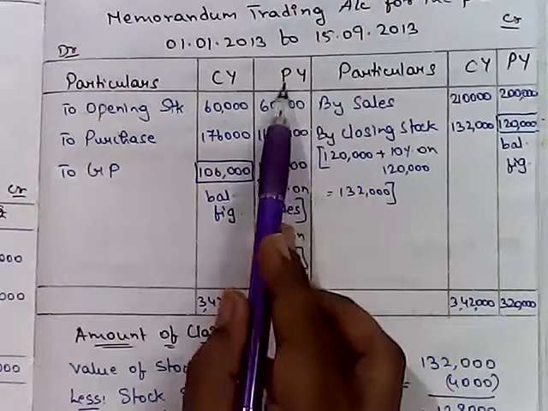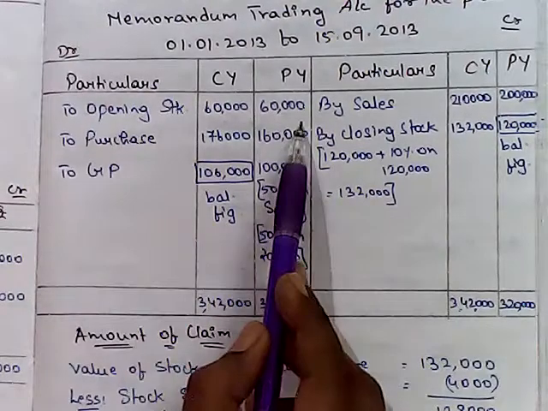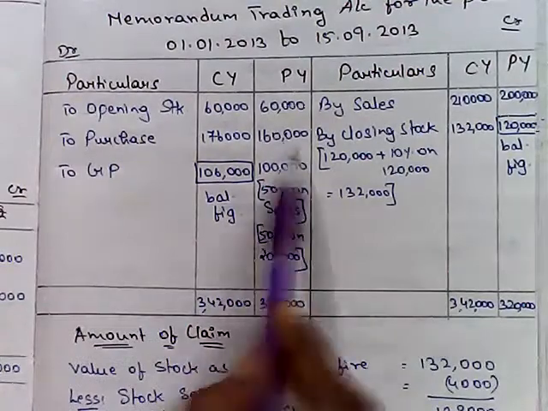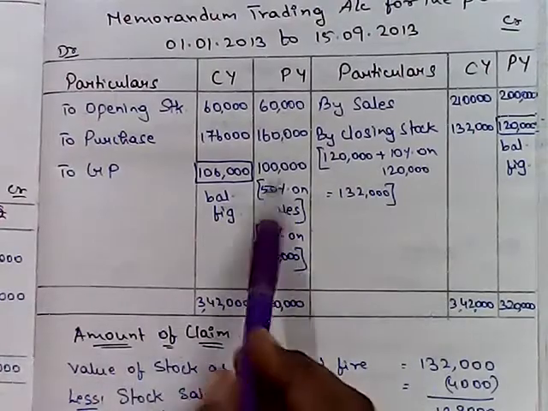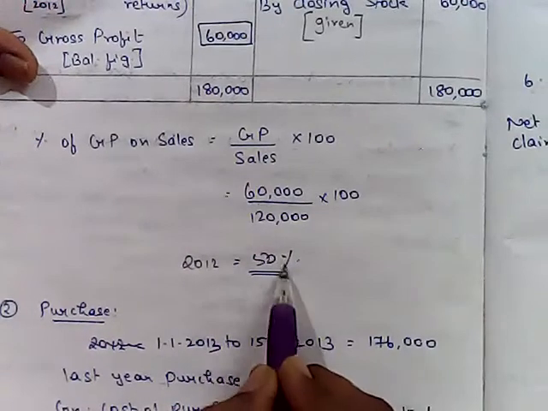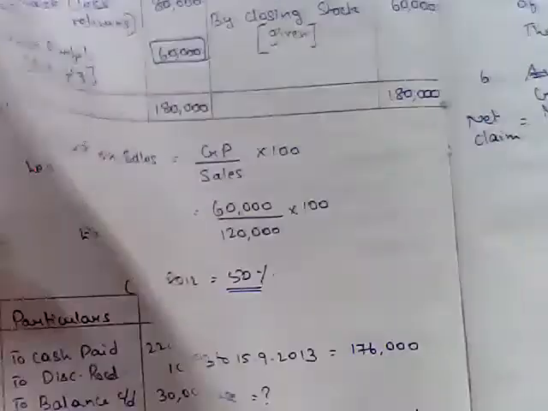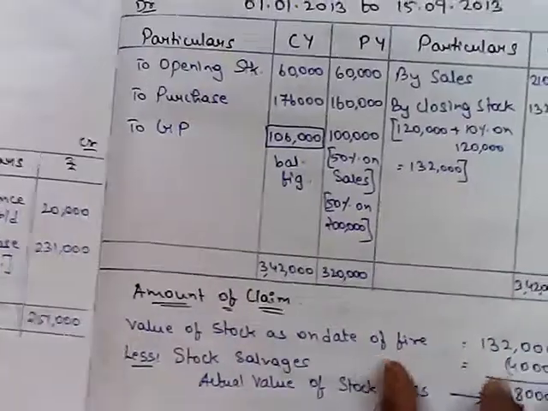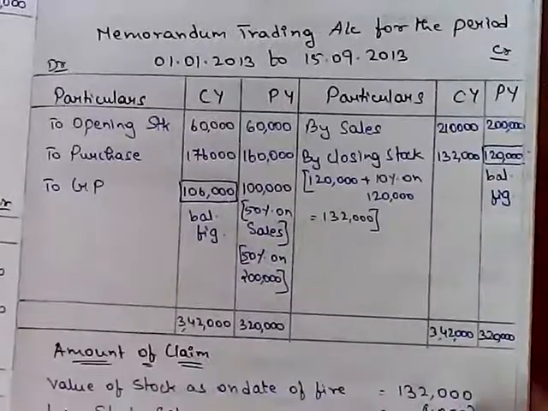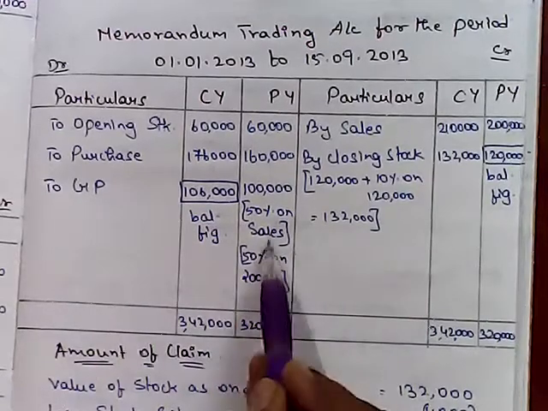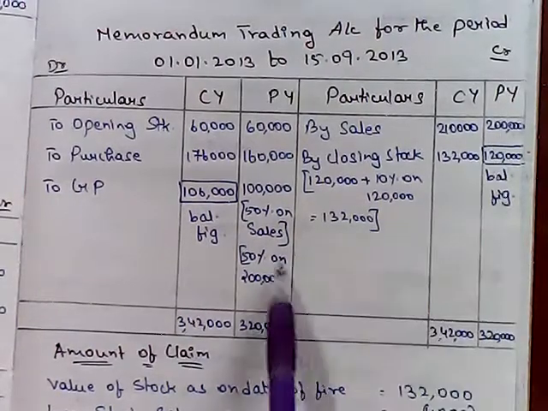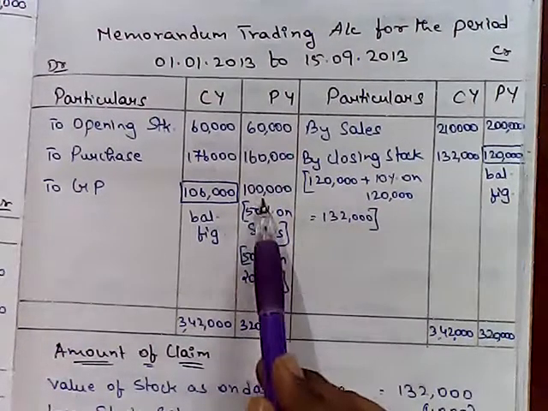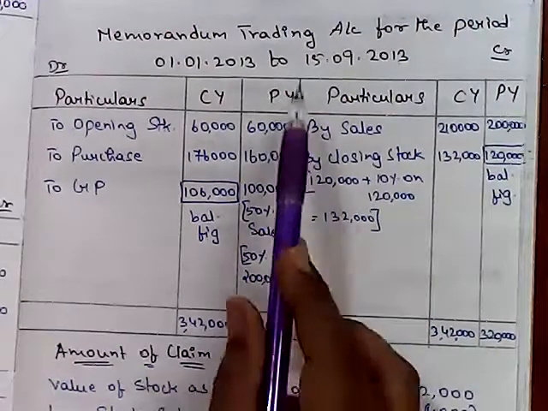So first we are going to take the previous year. We have opening stock as 60,000, purchase as 1,60,000, and to GP we have to find out. We have already calculated the percentage of gross profit from our workings, which is 50%. Gross profit is 50% on sales. What is the sales for the previous year? It is 2 lakhs. So 2 lakhs into 50%, 1 lakh will be the gross profit for the previous year.